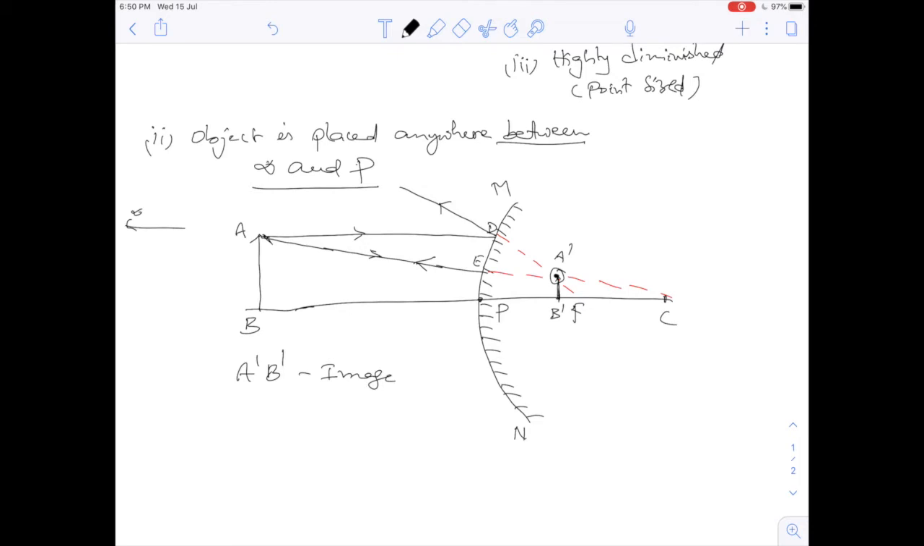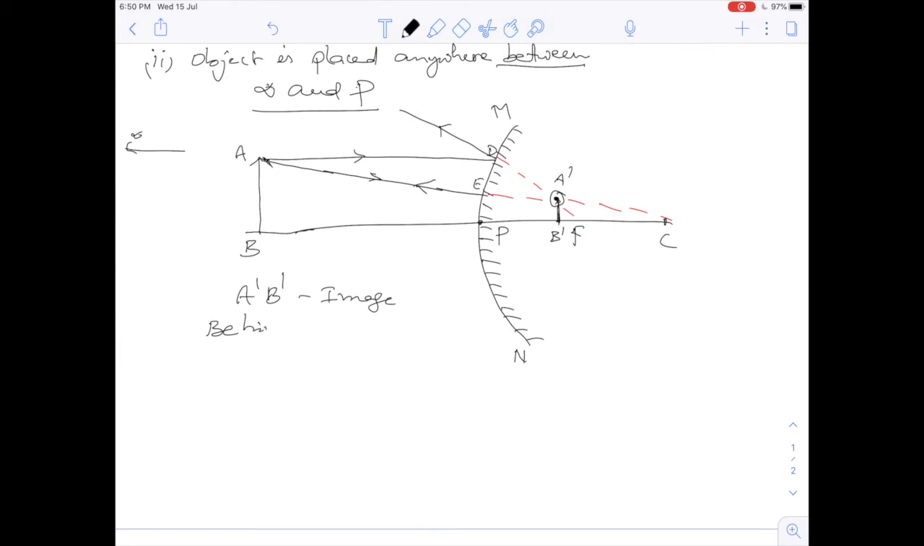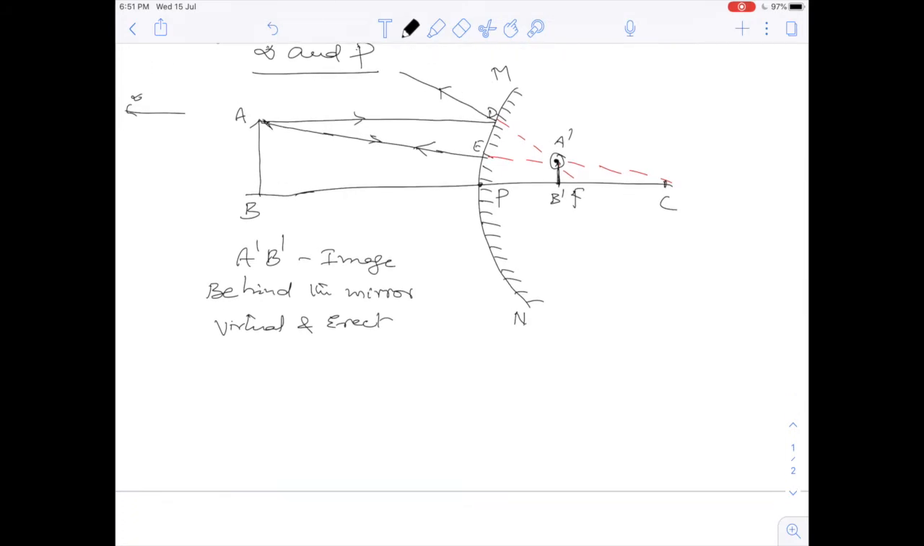Now let us see where the image position is. First of all, the image is formed behind the mirror, and it is the intersection of these two rays which appear to come from F and C. So it is virtual, behind the mirror, and erect, upright like the object. And as you can see, the size of the image is smaller than the size of the object. So it is diminished.